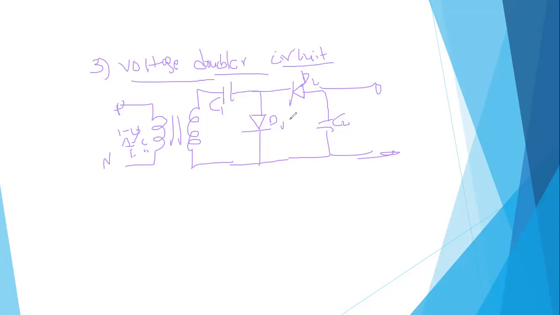Now coming to our voltage doubler rectifier, how it operates. We have mainly two types, the positive half cycle and the negative half cycle. So during the positive half cycle, the capacitor, let us say this is plus and this is minus. I can say that this is positive and this is negative.